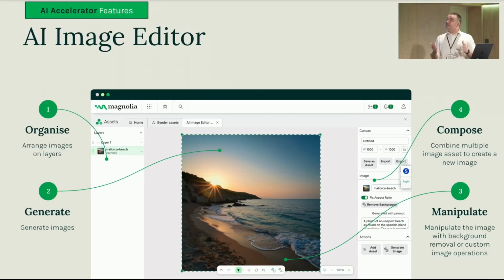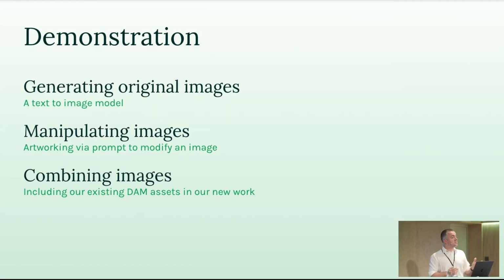So the next task that we had on our list of things to do was to add some imagery into that landing page. For this, we have a new tool. This is Magnolia's AI image editor, and this is integrated into the DAM. So if we take a look at some things that we can do here, we can generate original images, we'll do a bit of brief image manipulation, and then we'll combine some existing stuff to come up with this composite image that we can add into our homepage.